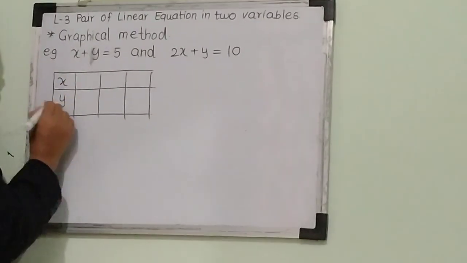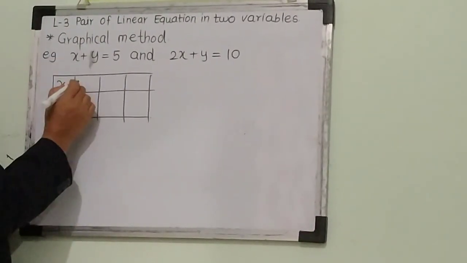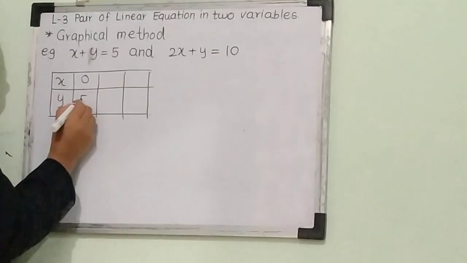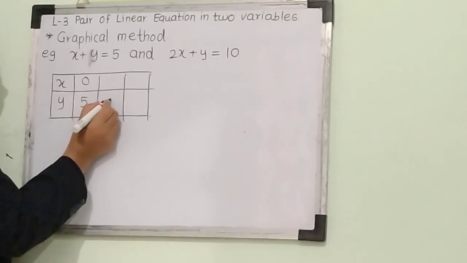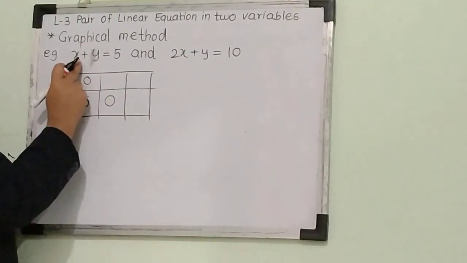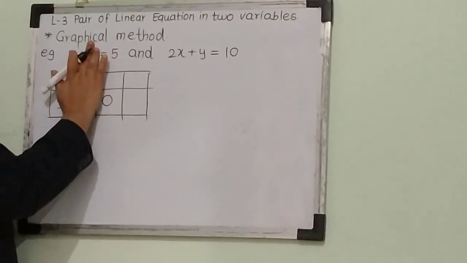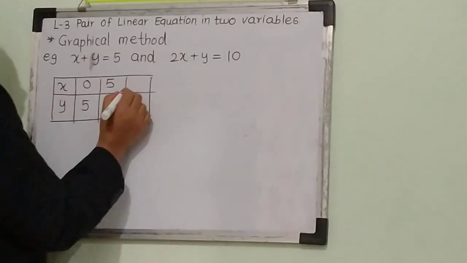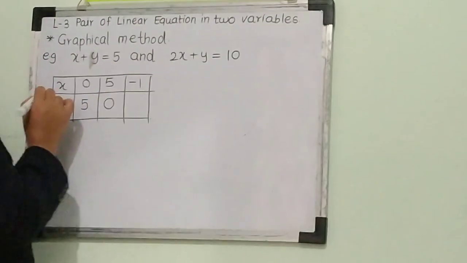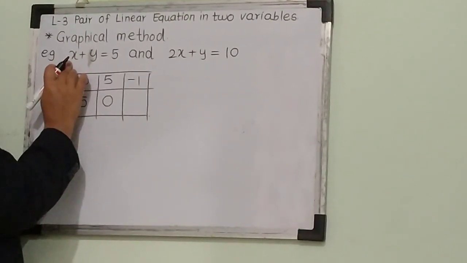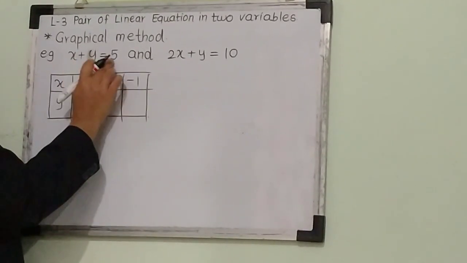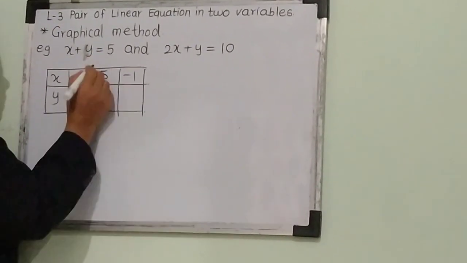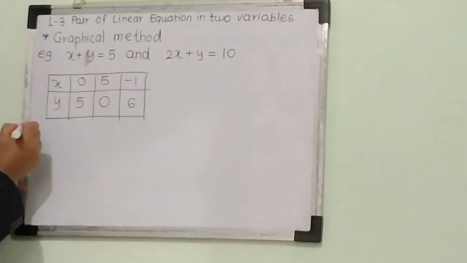Suppose first x and y. Here if I take x as 0, I will get y equal to 5. When I put y as 0 in the first equation, then the y term will be 0 and we get x equal to 5. If I take x equal to minus 1, then minus 1 plus y equals 5. Minus 1 will go to this side, it becomes plus, which means we get y equal to 6.